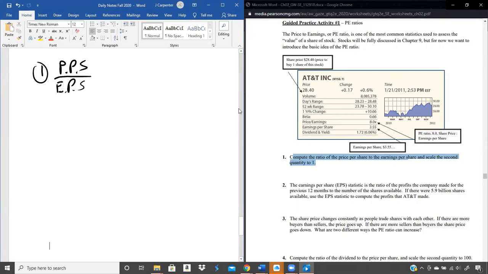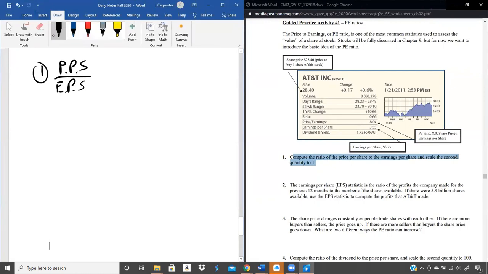But we're not just going fraction over fraction, because they say to scale this. To scale means to set up a proportion. So what we'll do is we set a fraction equal to a fraction, where the left one will have the numbers from the table, the price per share and the earnings per share. What's the price per share? That's the 28.40. The earnings per share, use your eyes. Oh, that's this, right? No, it's not that. Oh, it's this, right? It's the beta. It's definitely the beta. No, it's the thing that says earnings per share, and that number is 3.55.